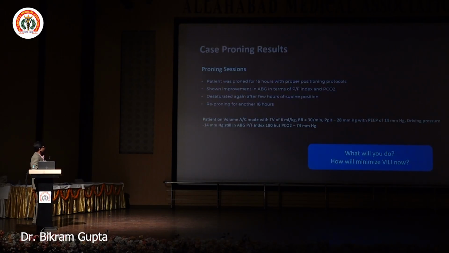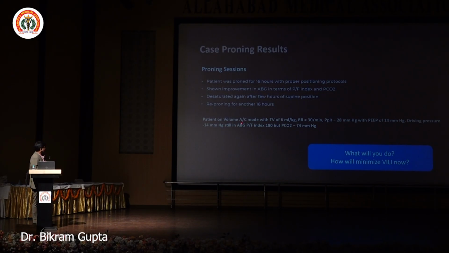What rescue strategy will we do here? So this is very important. Early proning is very important. If the patient has the PF of less than 150, better to go for early proning, and it will definitely give a good result or survival benefit as per the PROSEVA trial as well. So the patient was proned for 16 hours with the proper positioning protocol. There was improvement in the ABG in terms of the PF index and PCO2, but after 16 hours, when we did the supine position, again the patient desaturated after a few hours. So again reproning was done for another 16 hours.